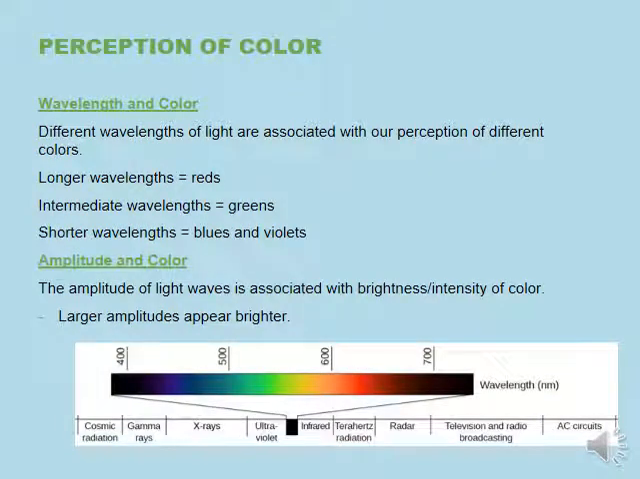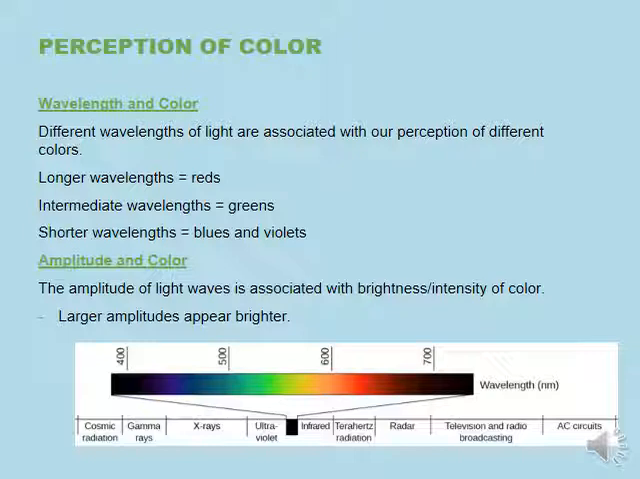So here you have perception of color. Again, you have wavelength and color. Different wavelengths of light are associated with our perception of different colors. Again, you have individuals who are also colorblind, so that can also impact their perception of color. For example, longer wavelengths would be red. Intermediate wavelengths are green, and shorter wavelengths are blue and violet.